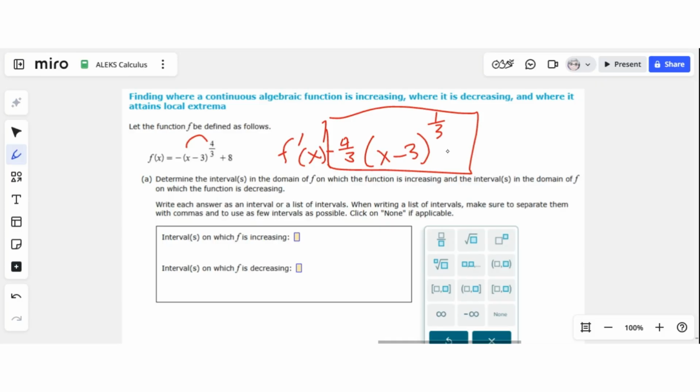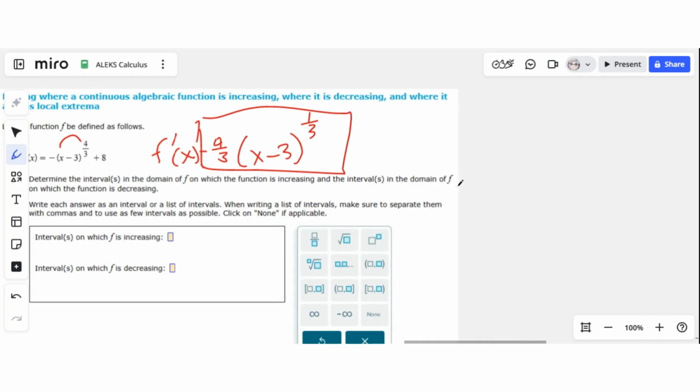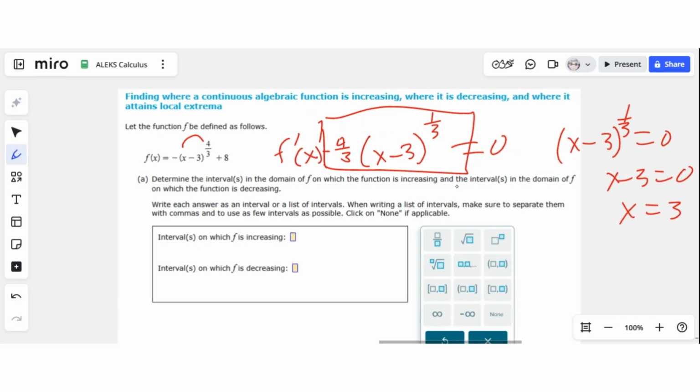So this is f prime of x. Now, what we want to do is set this to 0 because I want to see where there is a local max or a local min. Once I do that, I can know how many regions there will be to test. So let's set this equal to 0. I can divide by negative 4/3 on both sides. That gives me x minus 3 to the 1/3 power equals 0. I can cube both sides, so I get x minus 3 equals 0. And so I get x equals 3 for a zero of this function.